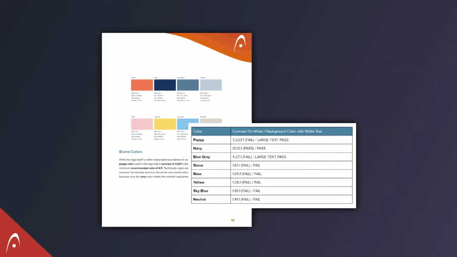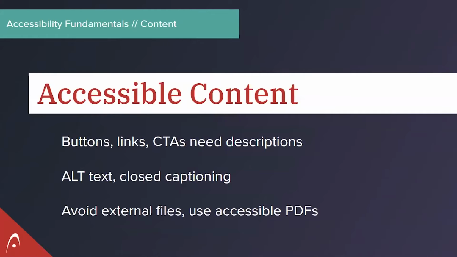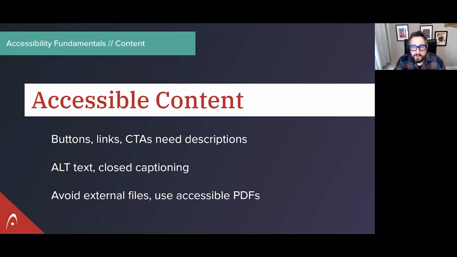funding. So that's design. Now let's talk about content. What is accessible content really? Content is not just text and pictures, but buttons, links, and any sort of calls to action. These things need descriptions.